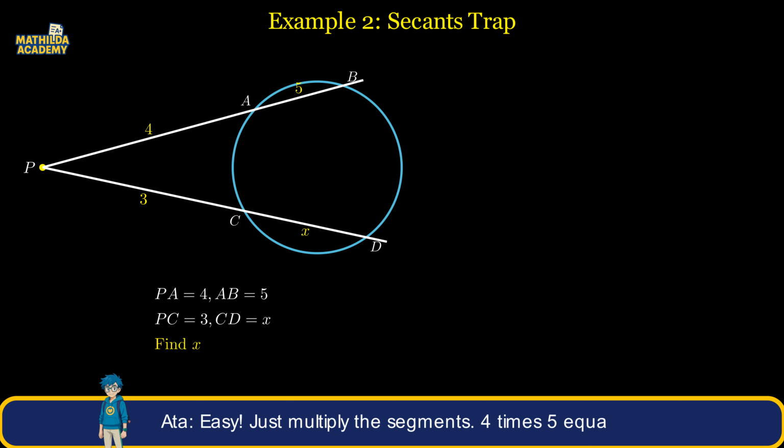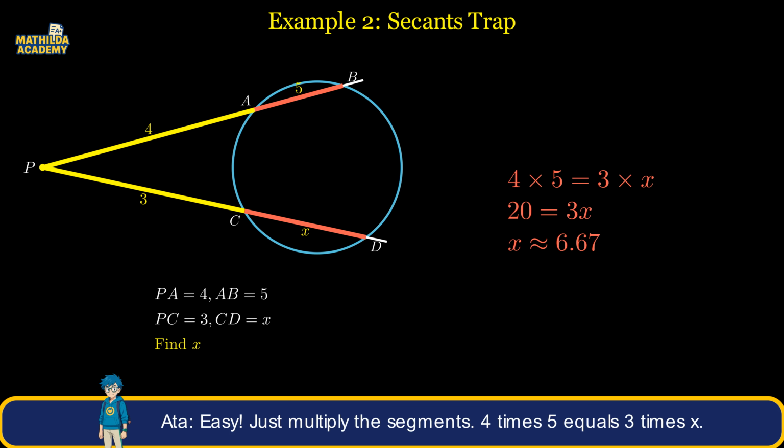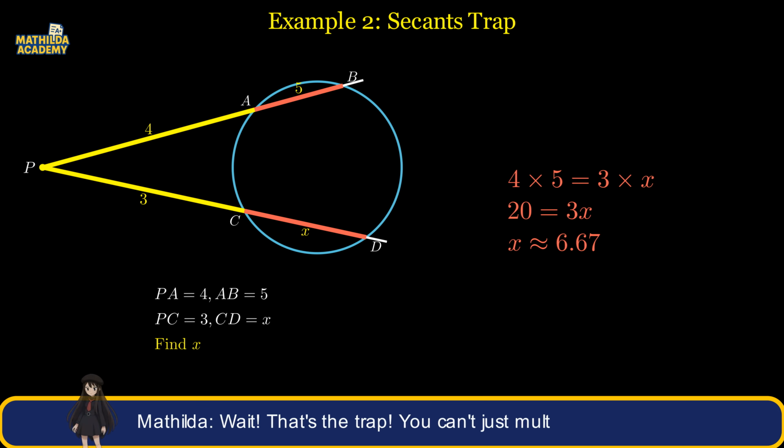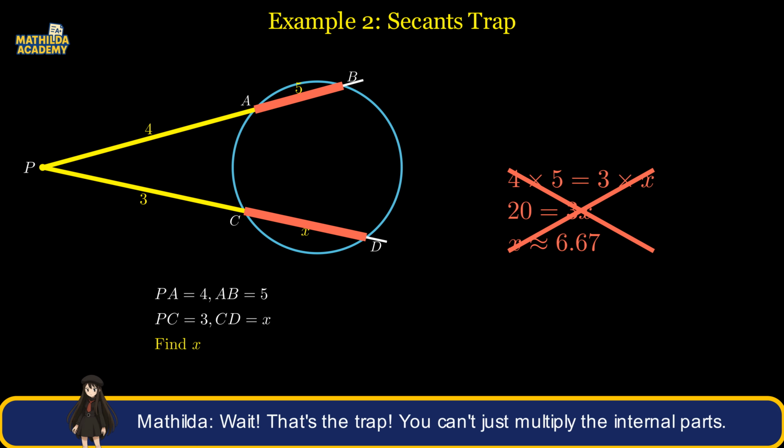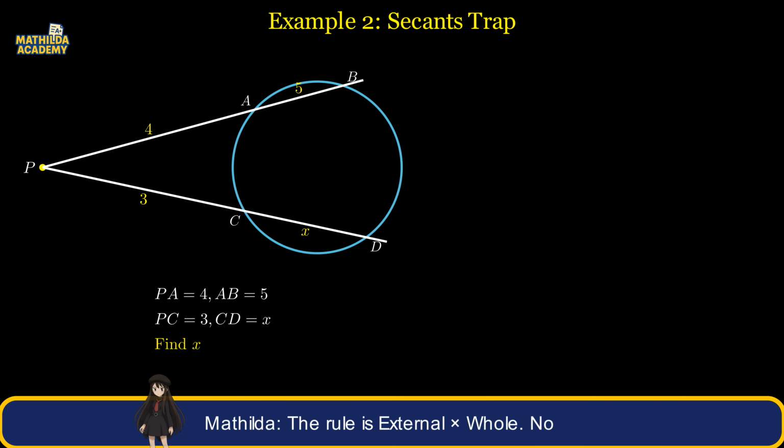Easy. Just multiply the segments. 4 times 5 equals 3 times x. Wait, that's the trap. You can't just multiply the internal parts. The rule is external times whole, not part times part.